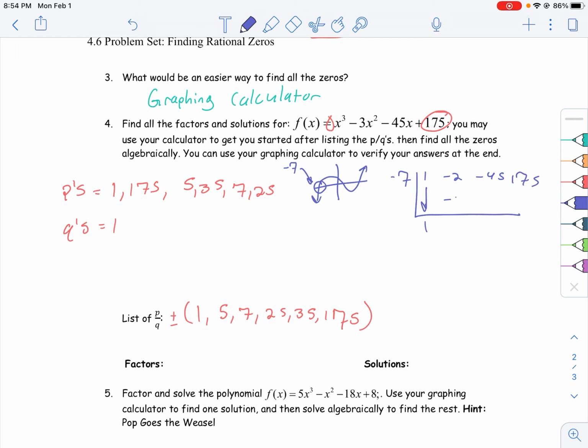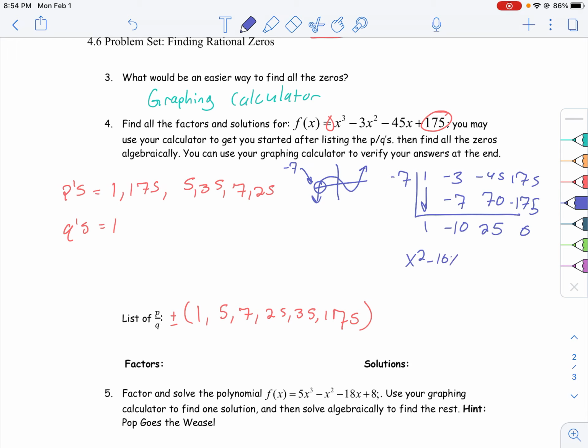We drop the 1. That gives us -7, which gives us -9, which then gives us -7 times, oops, I messed that up, sorry. This is a 3, -3 here, which makes us -10. -7 and -10 makes positive 70. -45 and 70 makes 25. And then we get -175, which gives us 0.